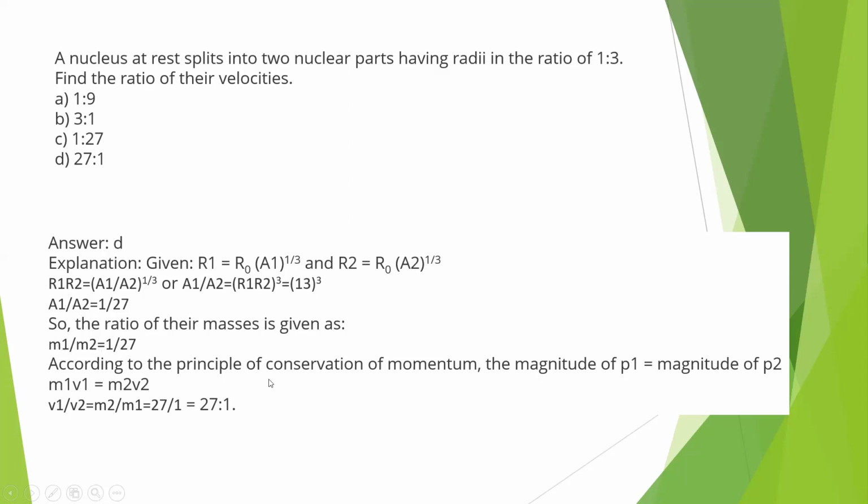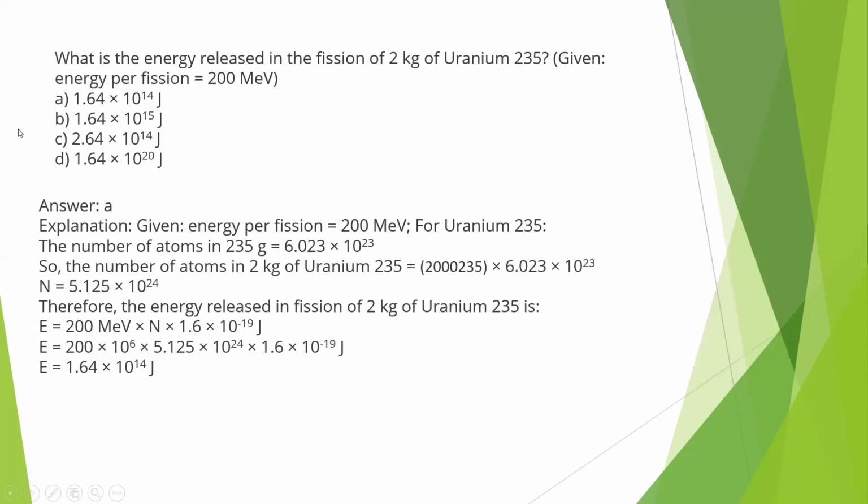According to the principle of conservation of momentum, the magnitude of P1 is equal to the magnitude of P2, that is M1 V1 is equal to M2 V2. So V1 by V2 is equal to M2 by M1, which is equal to 27 is to 1. So your answer will be option D.